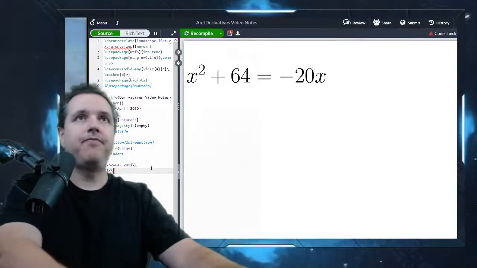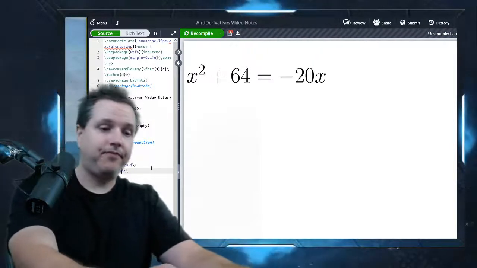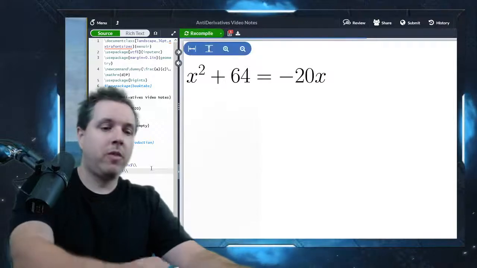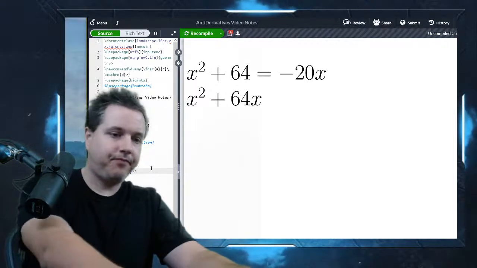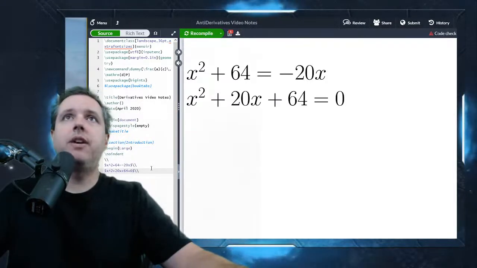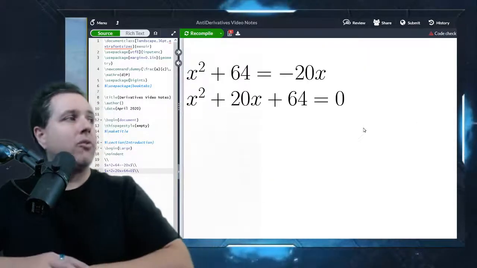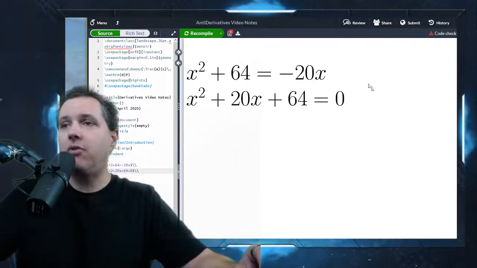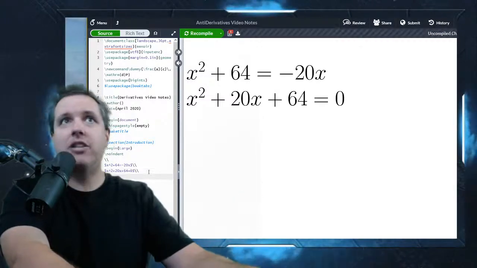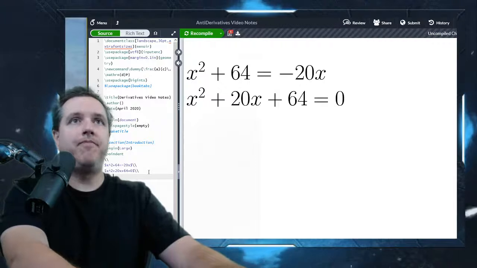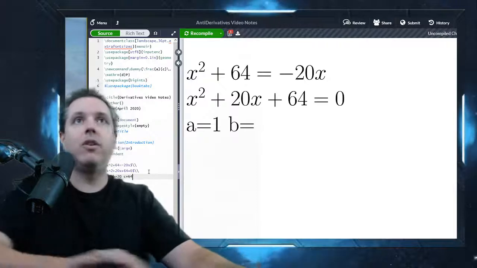So add 20x to both sides. All right, and subtract 64 as well. Okay, so here we have our problem. So now we have it in the right form. We have 0 on the right side of the equation. We're all good to go. So let's identify. A is the coefficient on x squared. So A equals 1. B equals 20, and C equals 64.